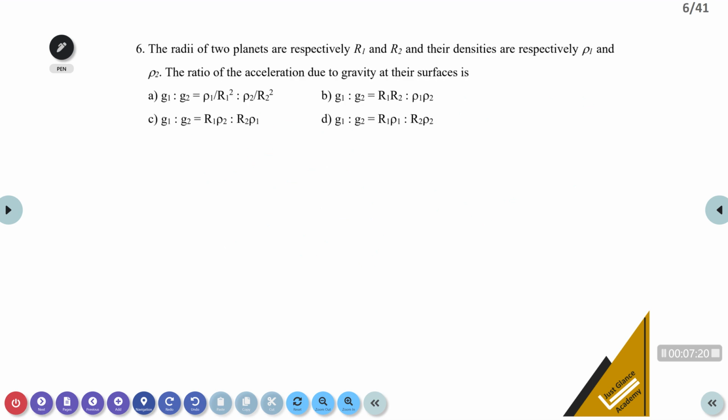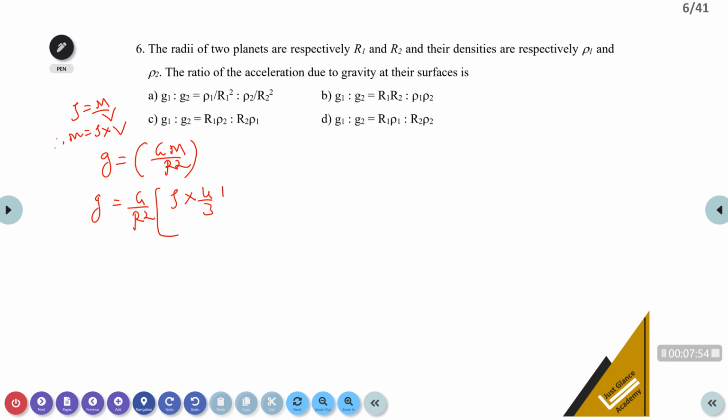Next, the radii of two planets are respectively R1 and R2 and their densities ρ1 and ρ2. Students, I now want to use the equation g equal to GM divided by R square. Mass I am writing in terms of volume and density. Density equal to mass by volume. Therefore, mass equal to rho into V, rho into 4 by 3 pi R cube here.